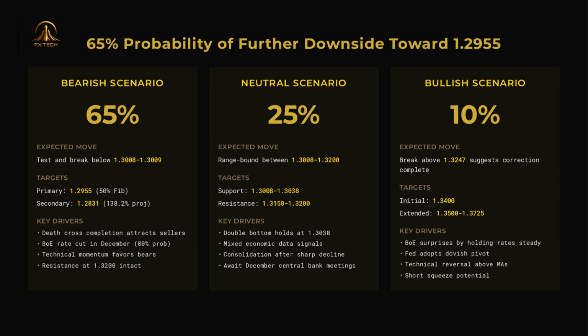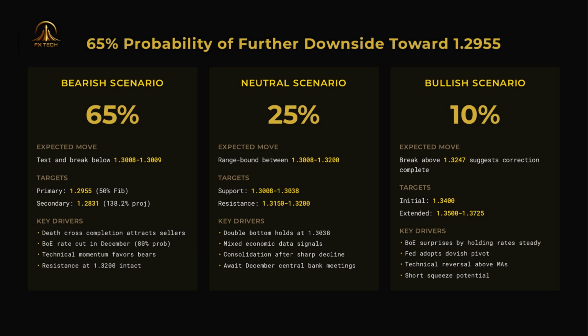For the next 1 to 2 weeks, we see 3 possible scenarios. The bearish scenario, with a 65% probability, expects the pair to test and break below 1.3008 to 1.3009, targeting 1.2955 as the primary objective and 1.2831 as the secondary target.